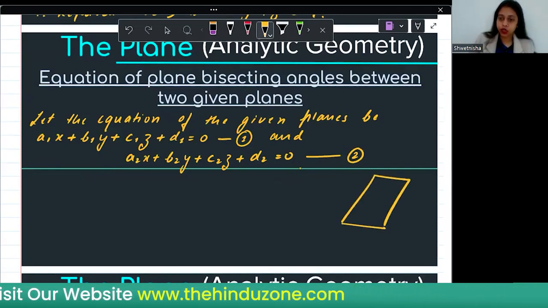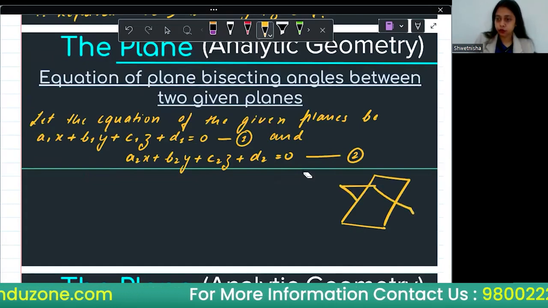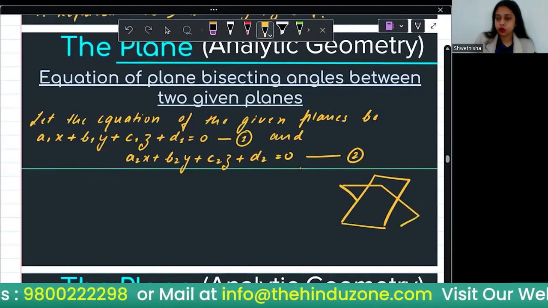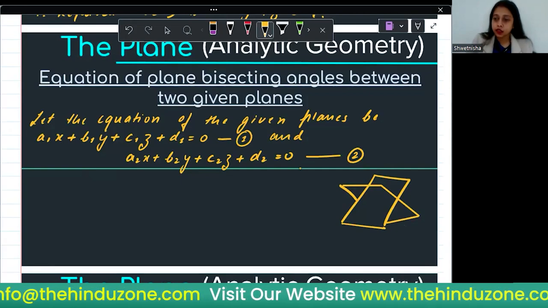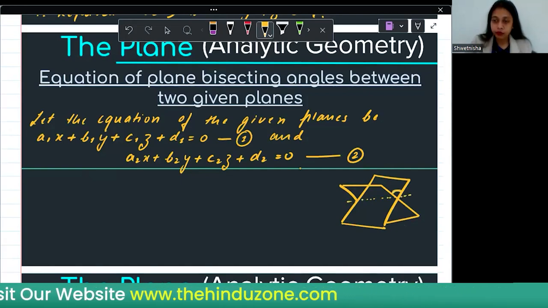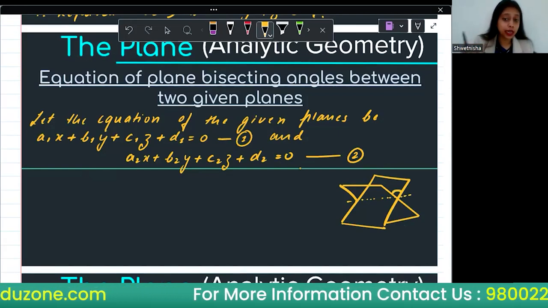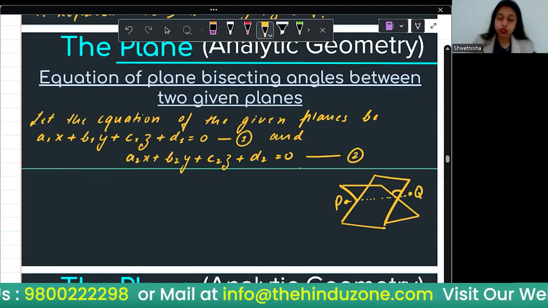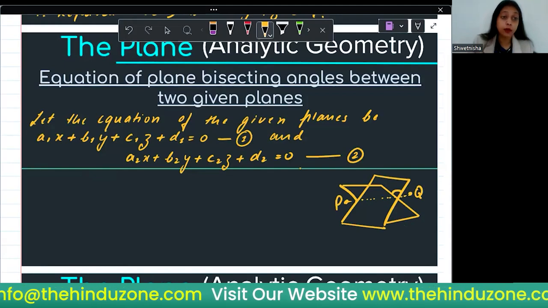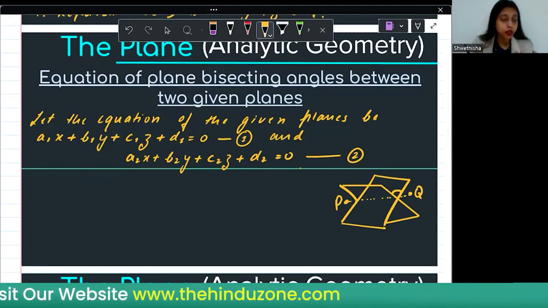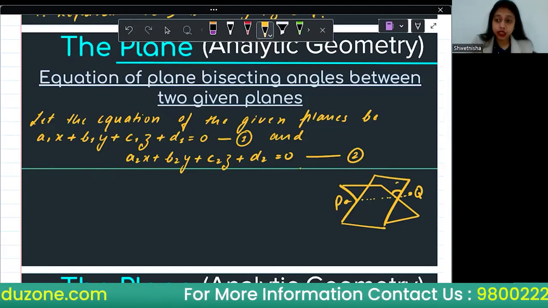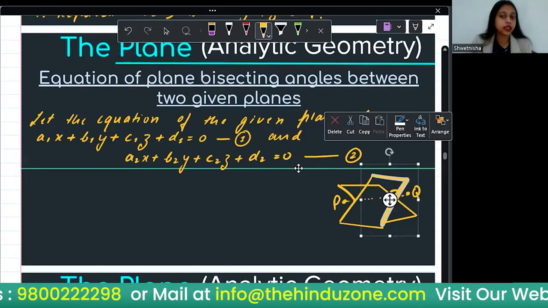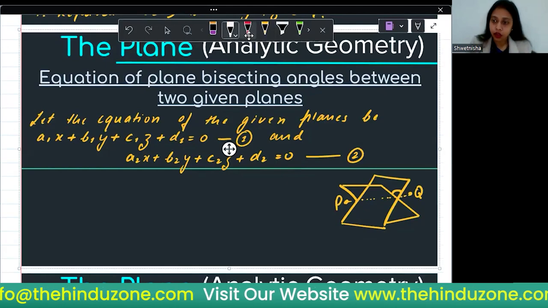So, this is one plane, and let us imagine that this is the second. Now, this is the line of intersection. We'll have an angle between them, let it be theta. I want a plane which is passing through that line of intersection, PQ. PQ is the line of intersection. So, I want the equation of a plane that passes through PQ, but there are infinitely many planes passing through a line. What is the speciality about this plane? It is not just intersecting the angle theta, it is bisecting it. Bisecting means dividing into two equal parts. So we have a third plane right here.